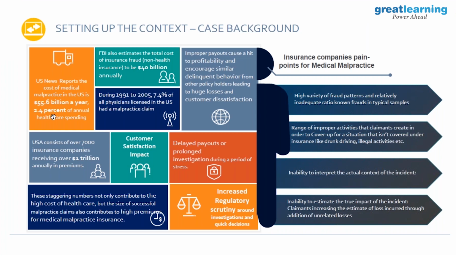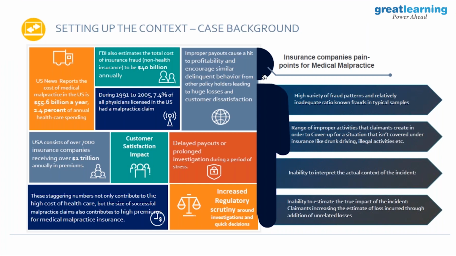Now, there are over 7,000 insurance companies, which receive close to about $1 trillion of insurance premium annually, and they're responsible for paying out the right claimants the right amount at the right time. So they have a very simple objective to be achieved. The idea is how to identify which of those claims are not what they are claimed to be. So, how many of those claims are actually fraudulent? That's the objective. That's the idea about the case that we are discussing today.